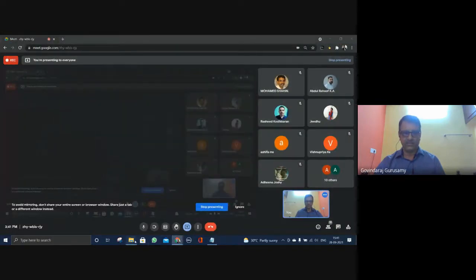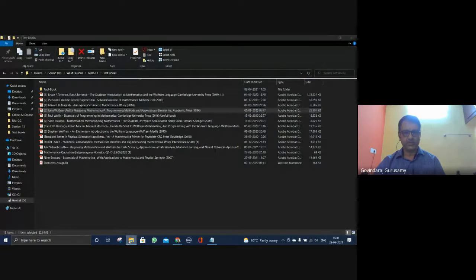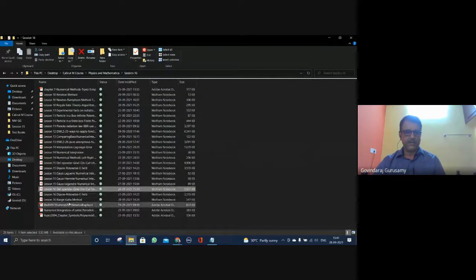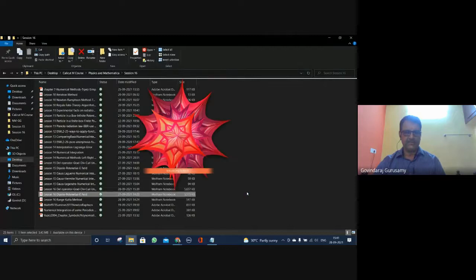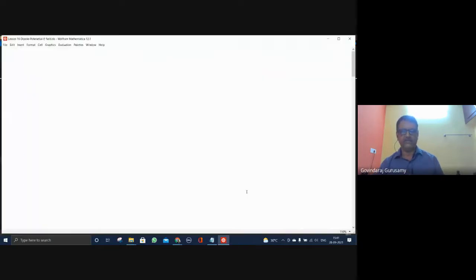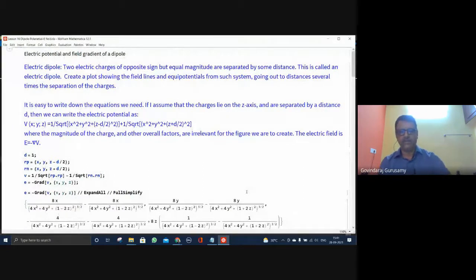I'll just show you one of the things I felt I have something to show you. Dipoles in an electric field. That's very easy to do, but instead of showing in one particular direction, we incorporate x, y, and z, like what we have seen so far. An electric dipole is two charges of opposite sign but equal magnitude separated by some distance. Create a plot showing the field lines and equipotentials from such a system, going to a distance of several times the separation of the charges.